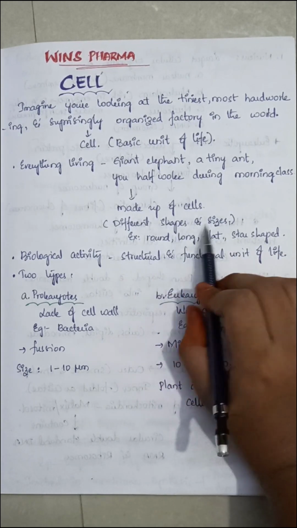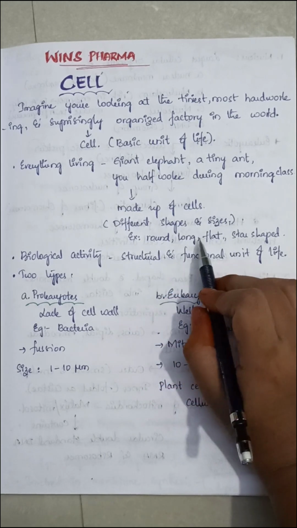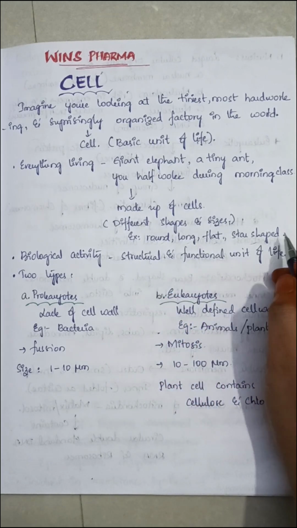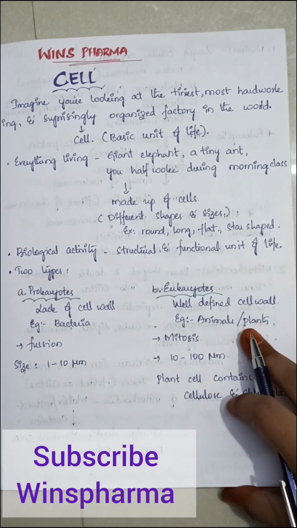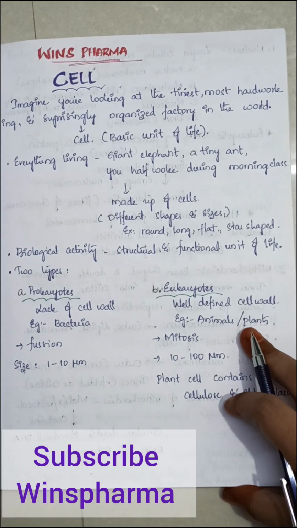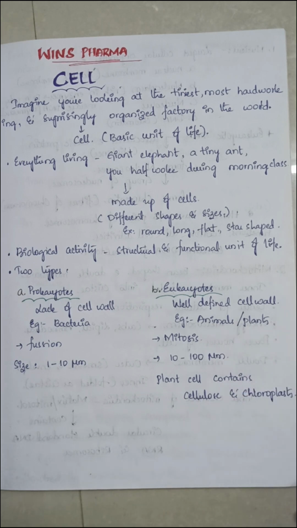There are different shapes and sizes. They may be round, long, flat and even star shaped. Then what are its biological activities? They give structure and are the functional unit of life.